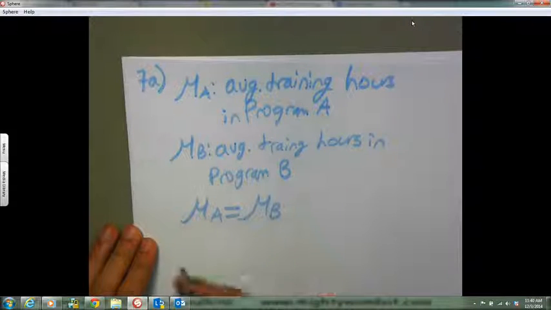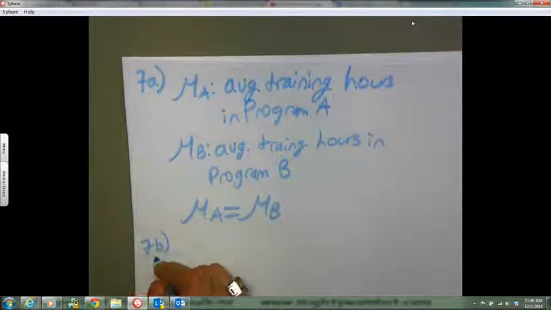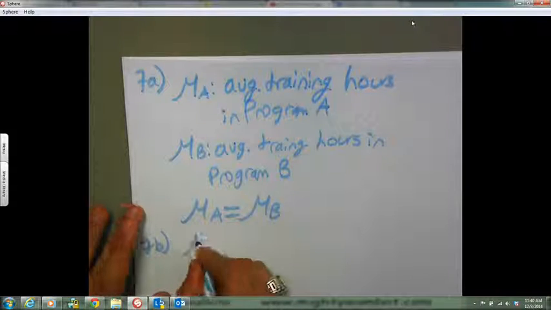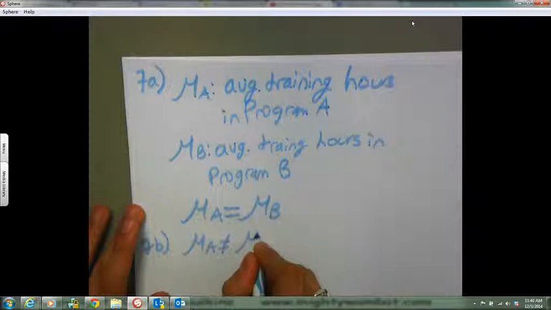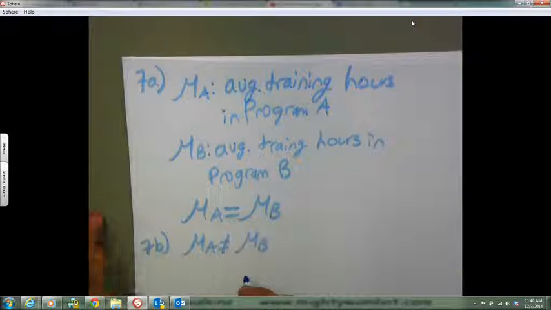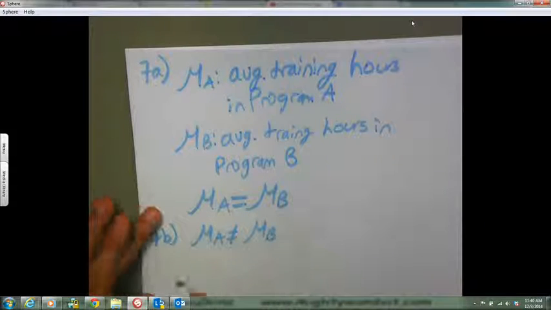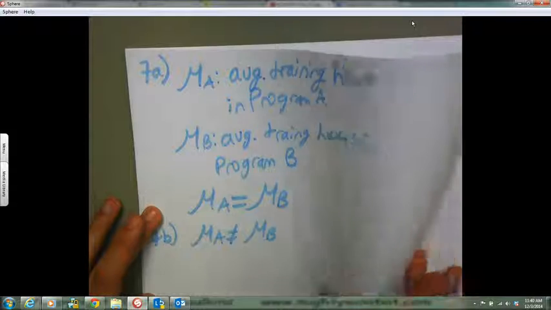In part B, they want us to identify the alternative. The alternative is they are not equal. 7C asks us to identify what type 1 error means in this problem and the probability of it. Let me go to a new page just so we don't have any problems here. So 7C, type 1 error.